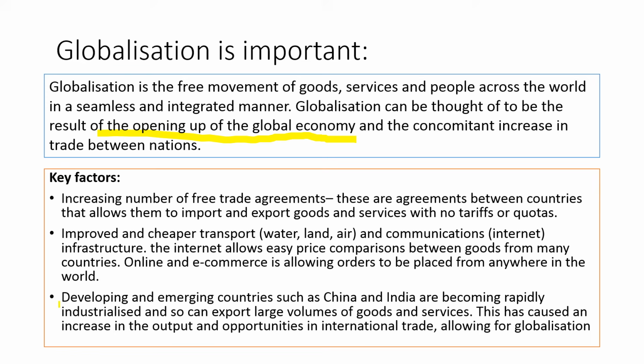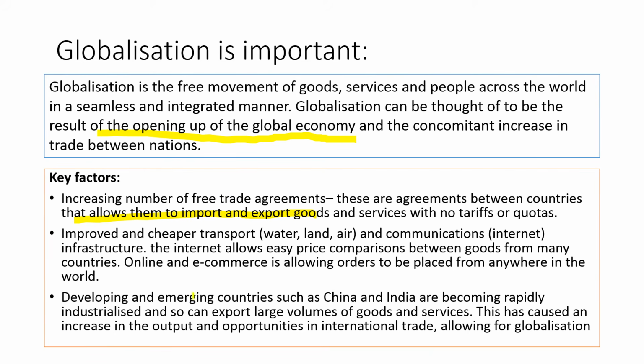So key factors of globalization are the increasing number of free trade agreements. These are agreements between countries that allow them to import and export goods and services with no tariffs or quotas. Another factor is improved and cheaper transport, water, land, air, and communication, and internet infrastructure. The internet allows easy price comparisons between goods from many countries. Online e-commerce is allowing orders to be placed from anywhere in the world.